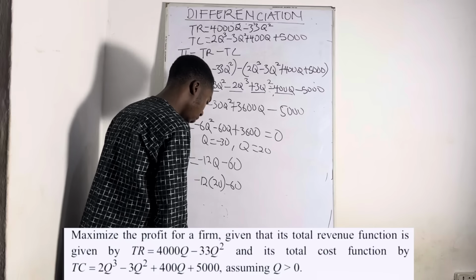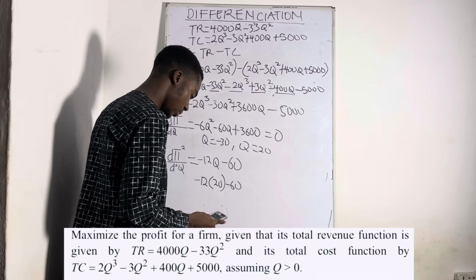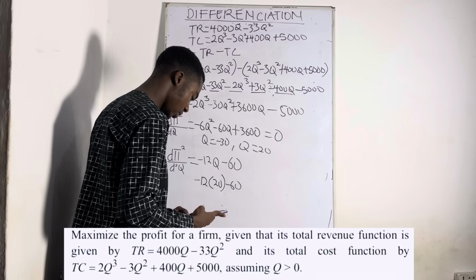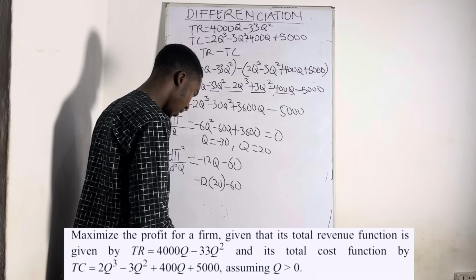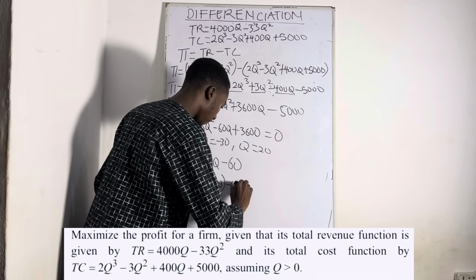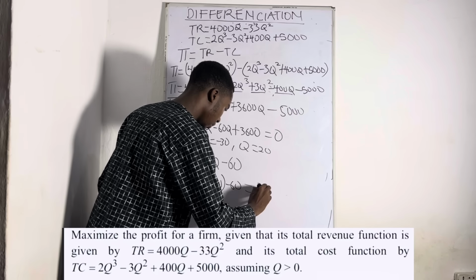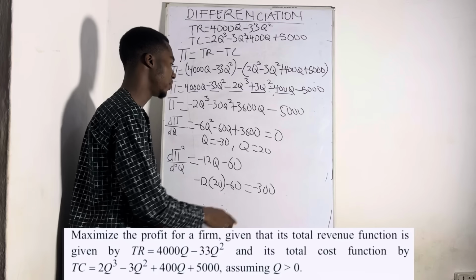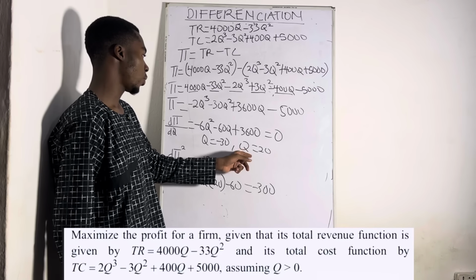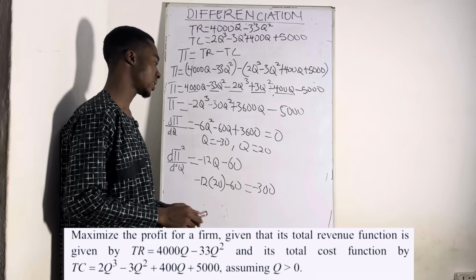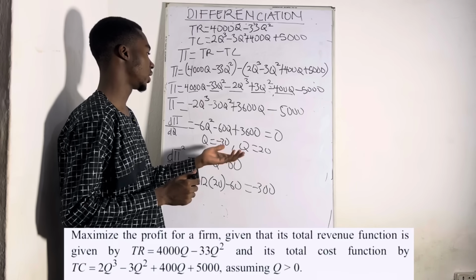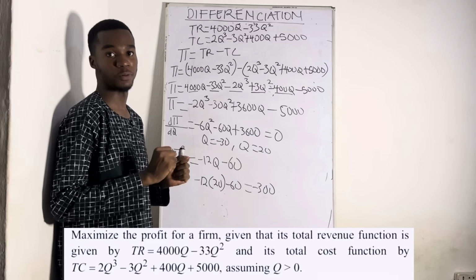So let's punch this on the calculator and see. So negative 12 into brackets 20 minus 60. So you're getting negative 300. Negative 300. You get it? So since you are getting a negative value, it means indeed q is equal to 20 gives us the maximum profit. You get it? When output is 20, that's when you are getting the maximum profit. You get it?